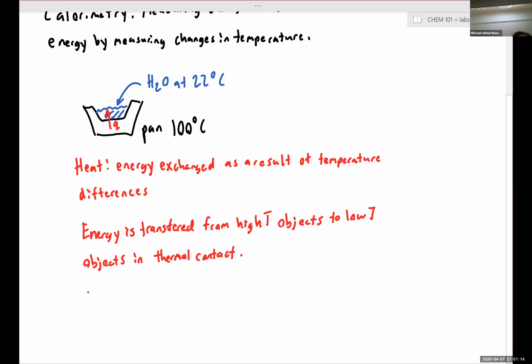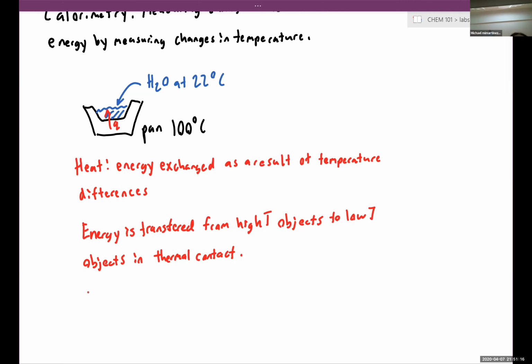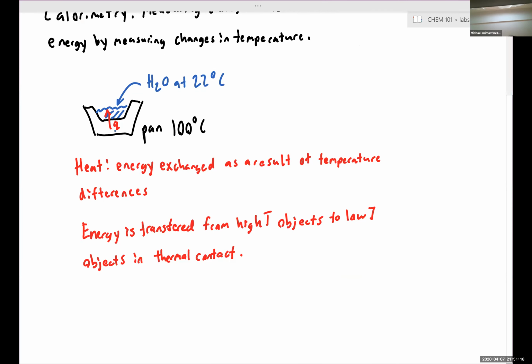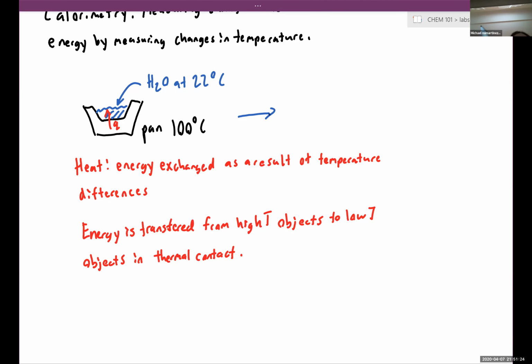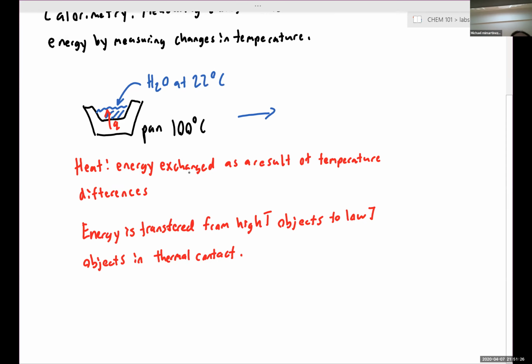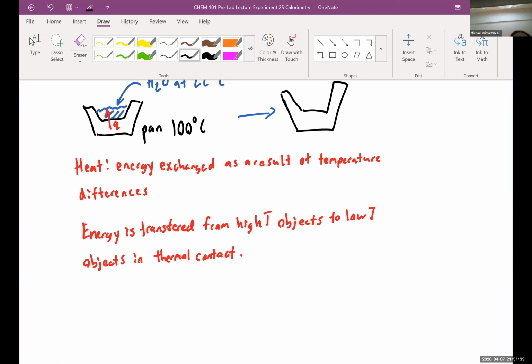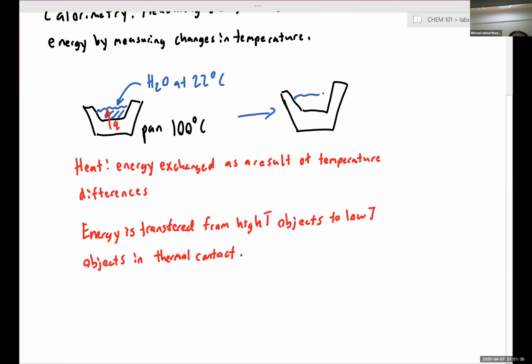So let's do a before and after picture. So heat flows from our hot pan to the cold water. And so after a little bit of time, eventually at the end of this process, we noted that our water will be at a higher temperature, right? So our water is now at, let's just say, 26 degrees Celsius. So it has increased in temperature.